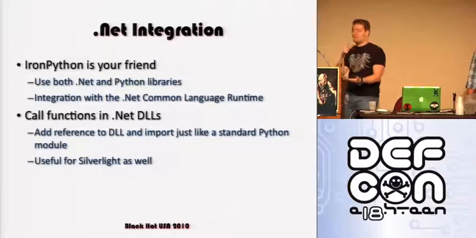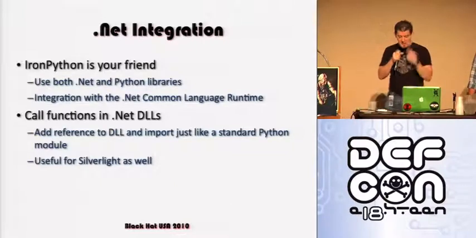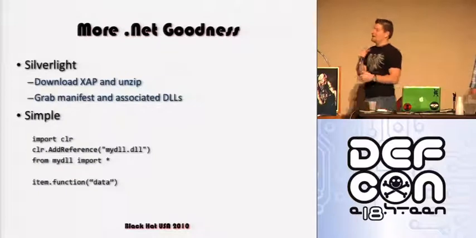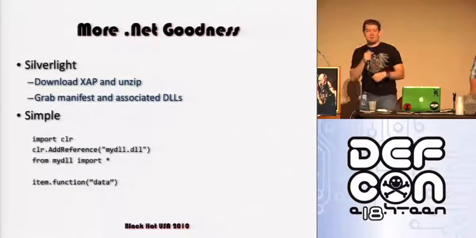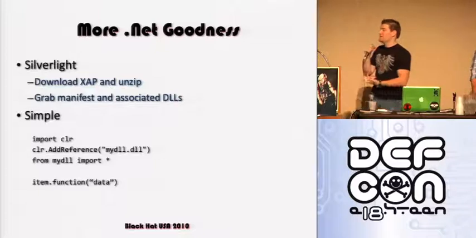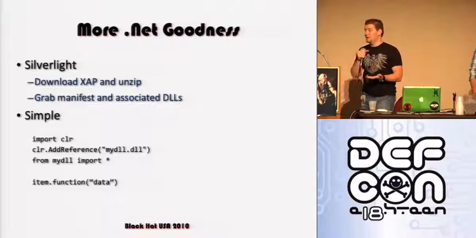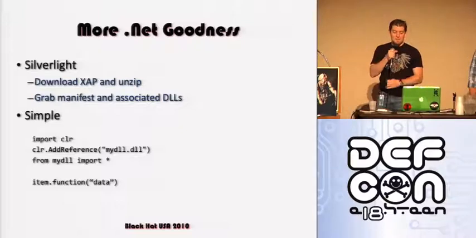You also have integration into the .NET Common Language Runtime, so you can import the CLR. So on the next page, you could do something like download the zap file, unzip it, grab the manifest, enumerate through it, and grab all the DLLs. So at the bottom is a simple example of importing the Common Language Runtime, adding a reference, and importing all the functions out of the DLL. So pretty simple.